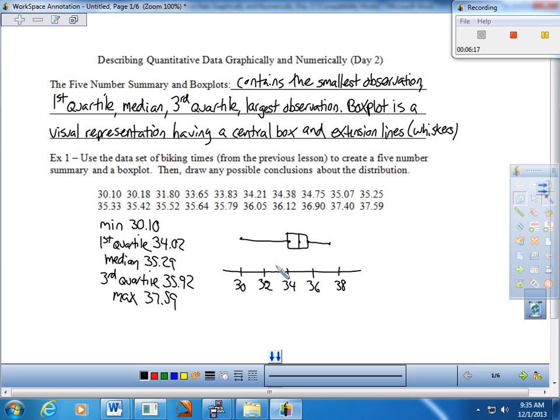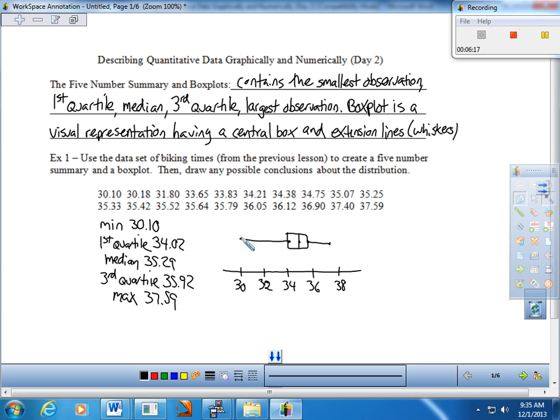Well, from my vantage point, it looks like the length of the left whisker is quite a bit greater than the length of the right whisker, and the left part of the box is greater than the right part of the box. So the range in between here and here is greater. So, long story short, it looks to be skewed to the left.